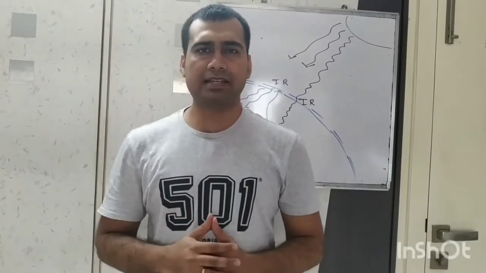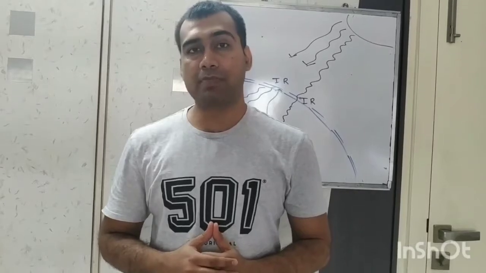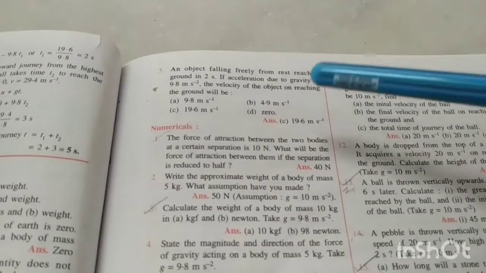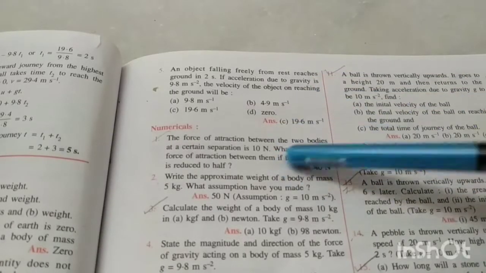Let's study 9th standard ICSE Physics 3E Numericals. Now question 1. The force of attraction is 10 Newton. What will be the force of attraction if the separation is reduced to half?